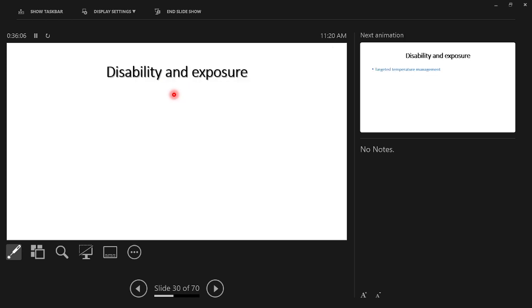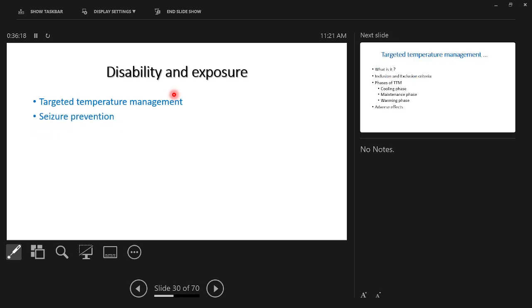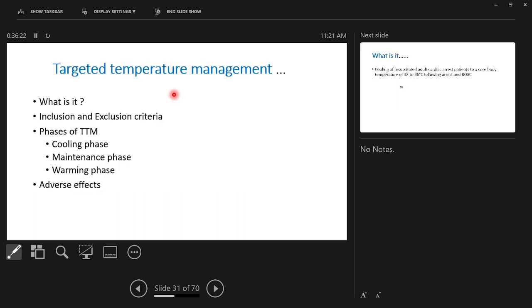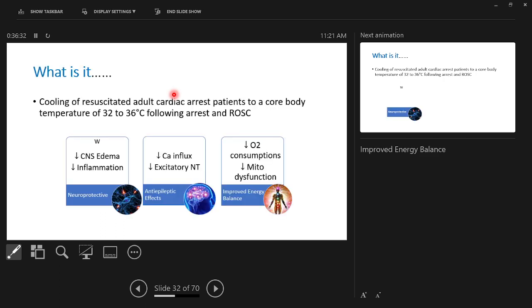If there is a toxin, and regarding the disability and exposure, we have to focus on targeted temperature management. According to the 2020 AHA guidelines, this is the only measure that can improve neurological outcome. Then another is if there is an indication of prevention of seizure during the post-arrest care. So regarding targeted temperature management, we will discuss what it is, what the inclusion and exclusion criteria of targeted temperature management are, and what the phases of TTM are, with regard to adverse effects.